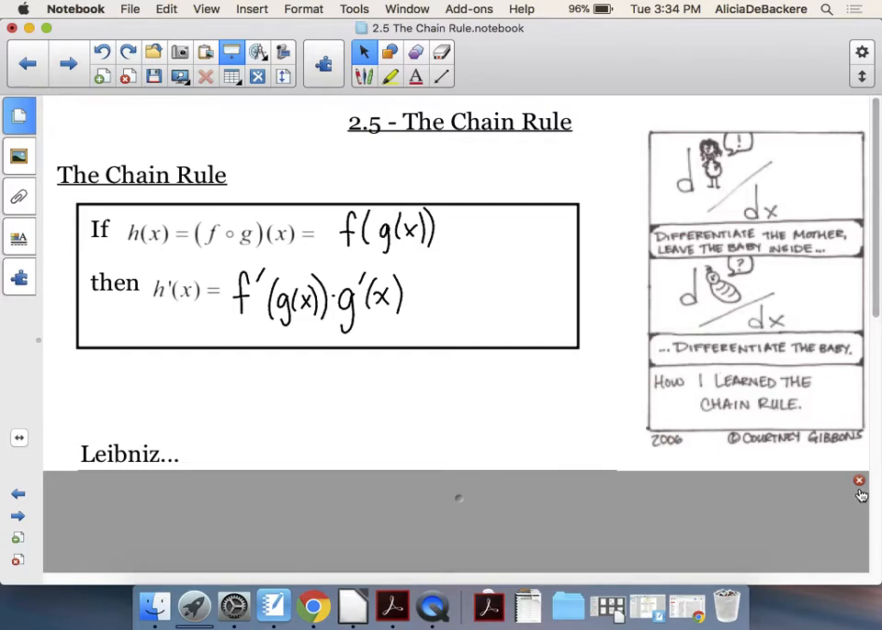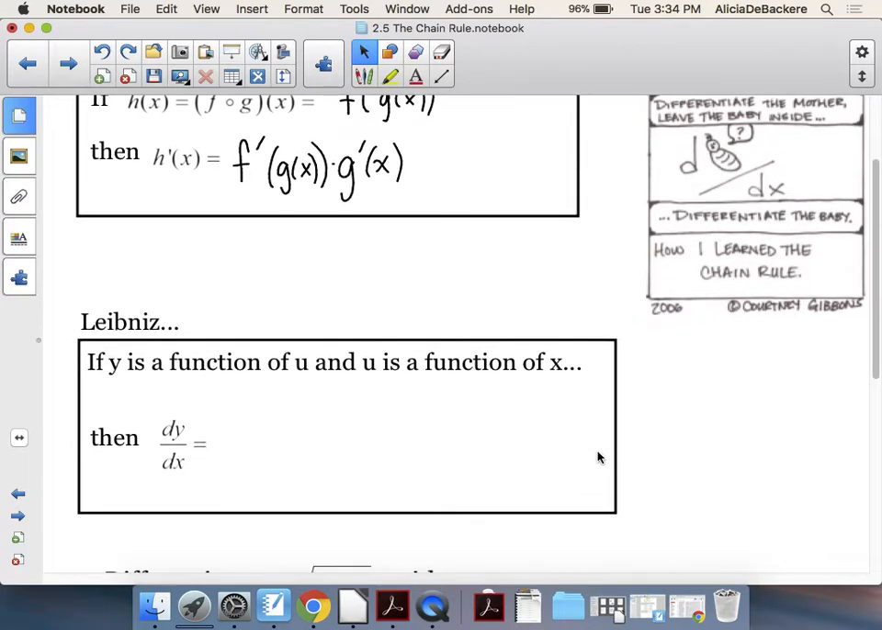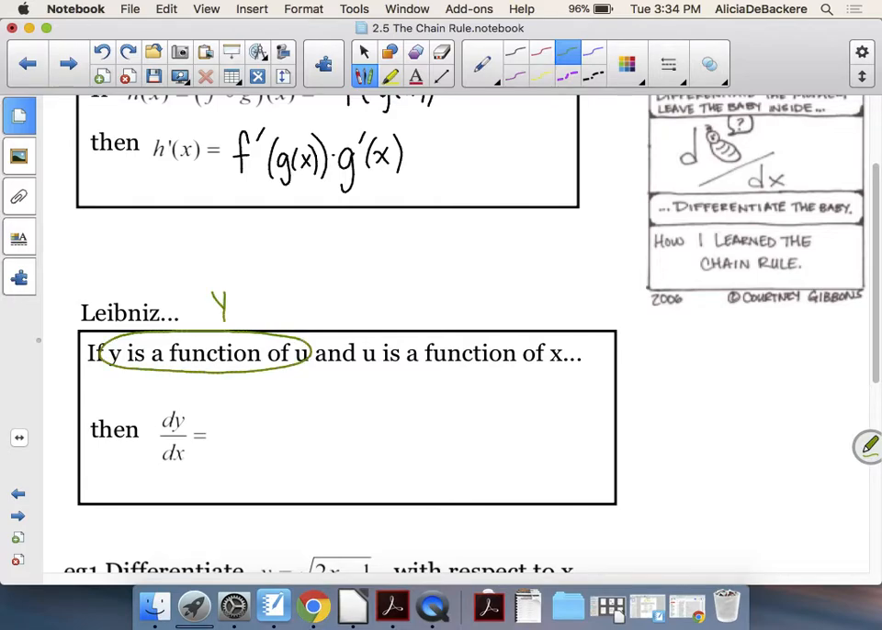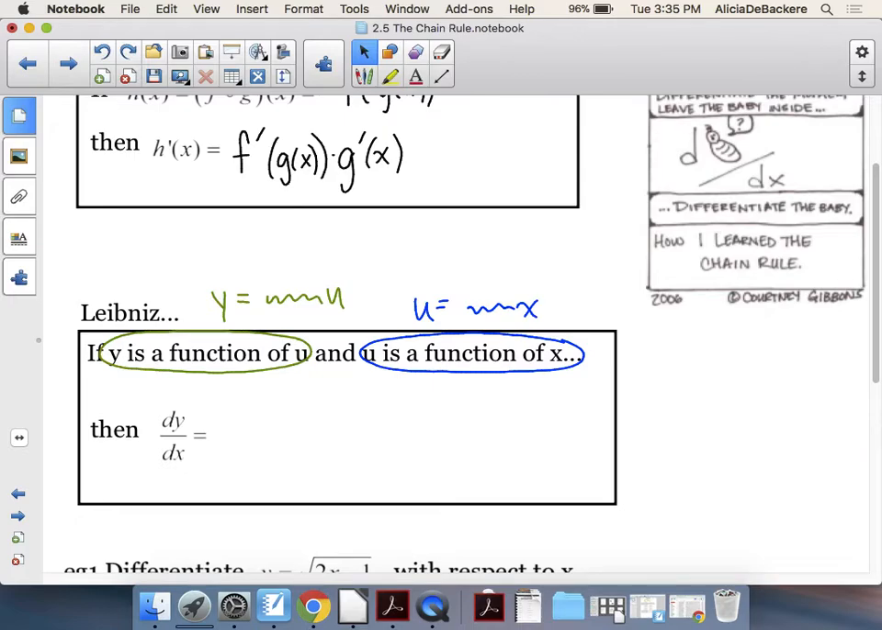In Leibniz notation, I can rewrite the same thing. I have some y, and it's a function of u, and u is a function of x. So if y is a function of u, it means I can write y equals something with u's in it. And then it says that u is a function of x. That means I could write u is equal to something with some x's in it. Maybe there's more than one x. So I have these two functions.